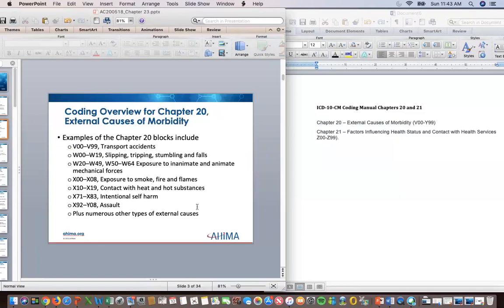As you make your way through the chapter manual, you'll see that the external causes of morbidity accident section goes from V through Y, with definitions related to transport accidents. They're saying a pedal cycle, a pickup truck, jet ski, a motorcycle, etc. You can be very, very specific about how a person was actually injured.